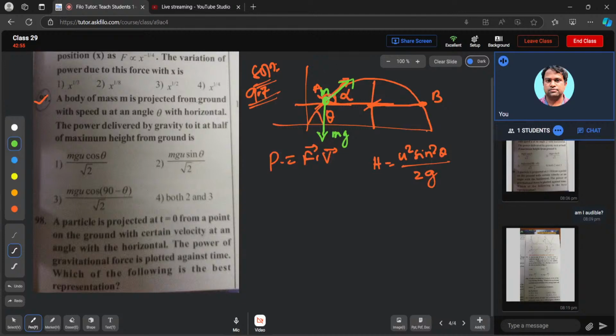What is the vy component here? What is the vx? vx is same always, ux and vx are same, right? So we need v component at that point. So vx is same as u cos theta. Now what is vy? vy is uy plus g t, right? uy is u sin theta.